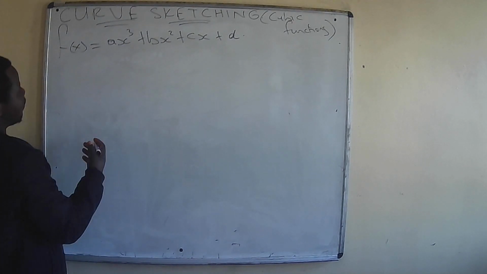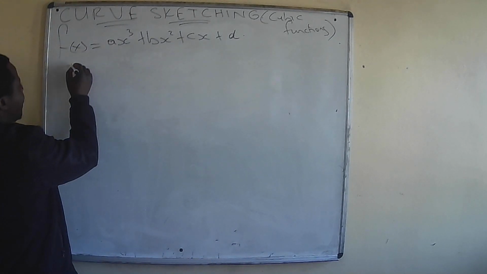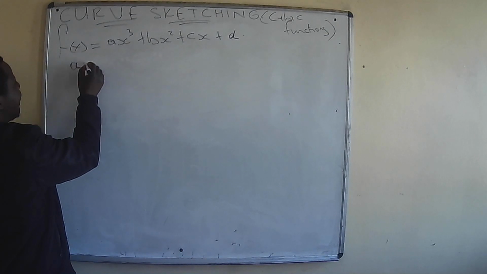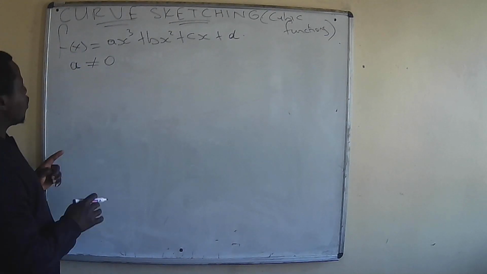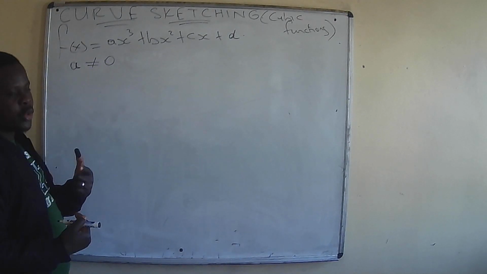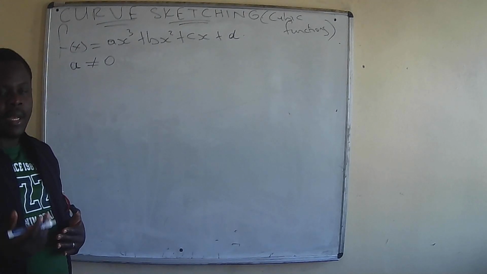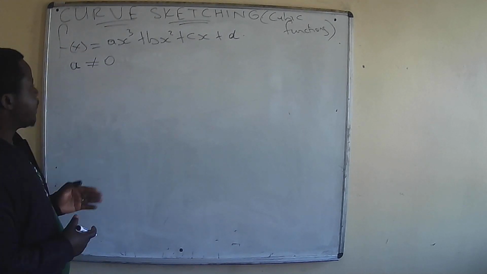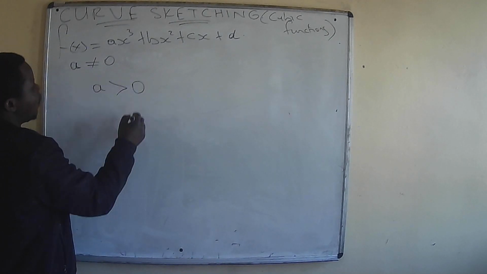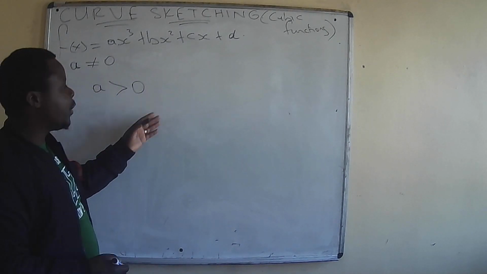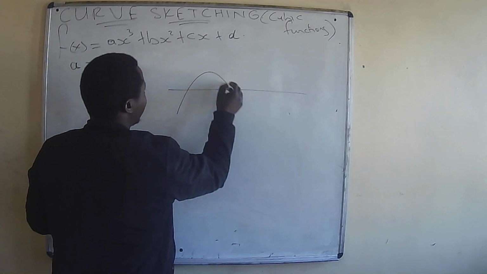The first thing that we need to understand is that we need to know the value of a. First condition, a should not be equal to 0. That's condition number 1. So we have two options: either a is going to be less than 0 or a is going to be bigger than 0. Let's say a is bigger than 0. What kind of sketch are we going to get? Here is the sketch that we have.